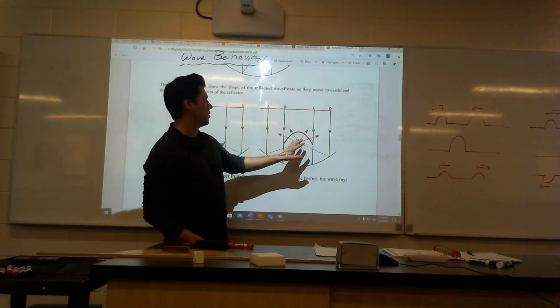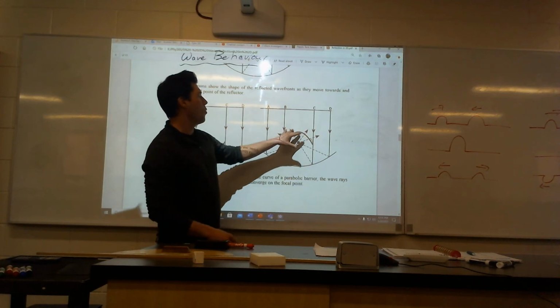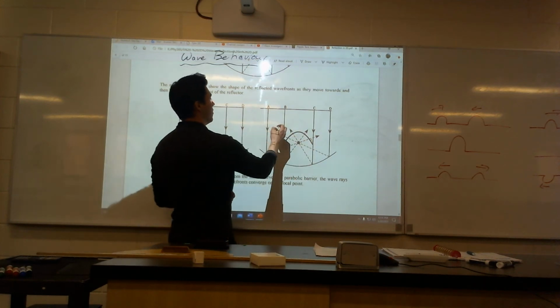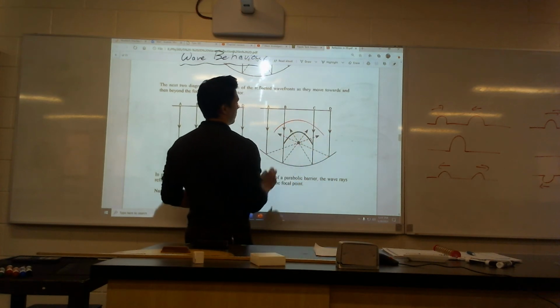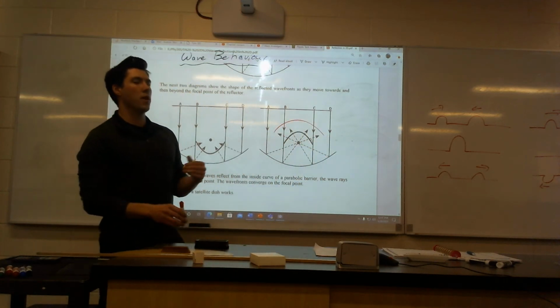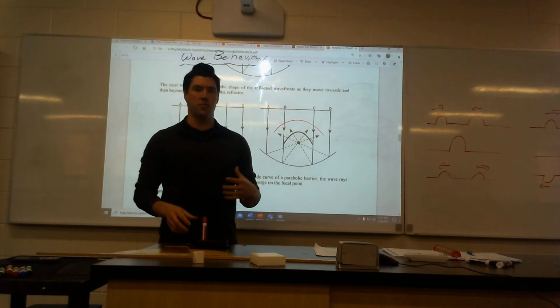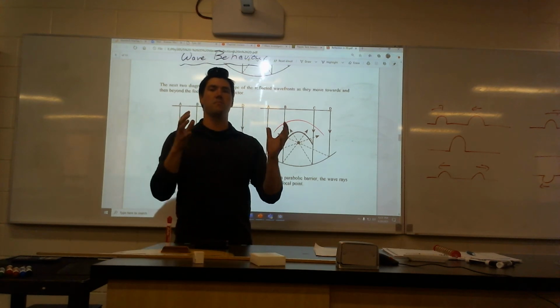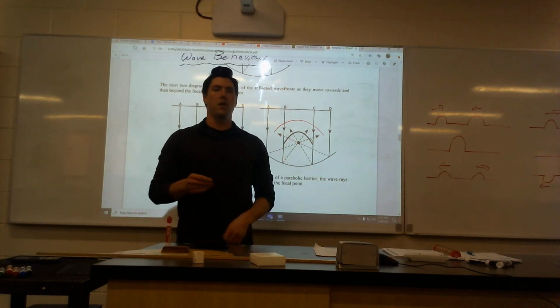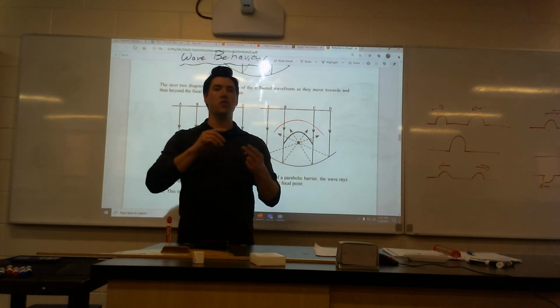This one keeps going the same pattern. So eventually you'll get this larger wave that will continue to move in that direction. Okay? So we're able to manipulate these waves as long as we're able to create barriers that we want.